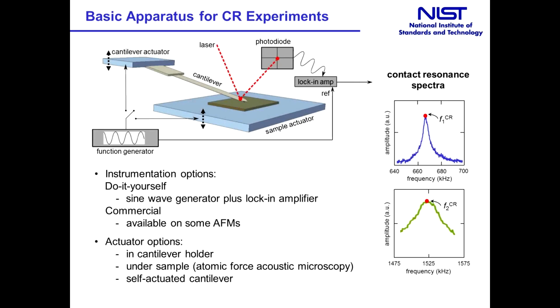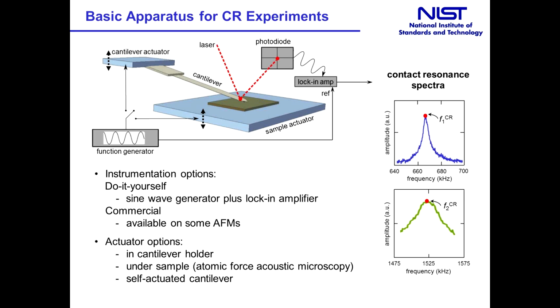The basic experimental apparatus to implement these ideas is pretty simple. In the past, research groups have built their own setups by writing custom software to integrate standard lab equipment with a commercial AFM. However, contact resonance capabilities are now provided as part of some commercial instruments, for example, those by Asylum Research. The contact resonances are excited with a piezoelectric actuator either beneath the sample or in the cantilever holder. The actuator is driven by a sinusoidal voltage from a function generator.